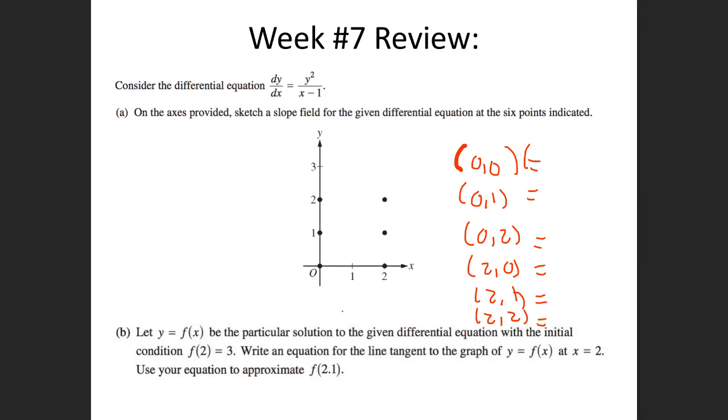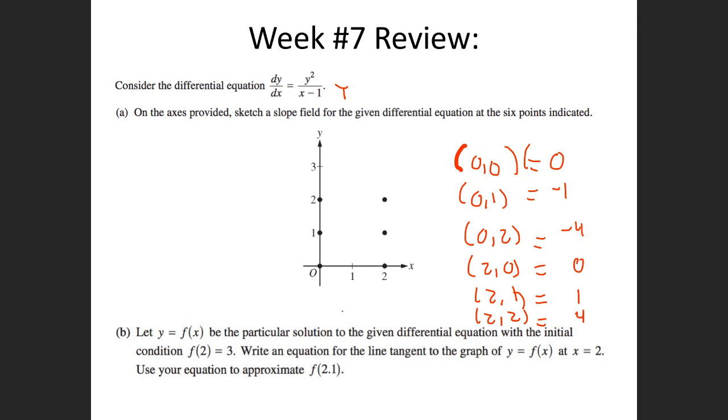So 0, 0: if I put 0 in here, it's going to end up being 0 over -1, which is just 0. 0, 1: that's going to be -1 on the bottom and 1 on top, so that's -1. If I put 2, that's -1 on the bottom, 4 on top, so that's -4. Then if I go to 2 here, 2 minus 1, that's going to be 1 on the bottom always. And then 0 on top, so that's 0. If I put 1 on top, that's going to be 1. And if I put 2, there's going to be 4. So here are all my values.